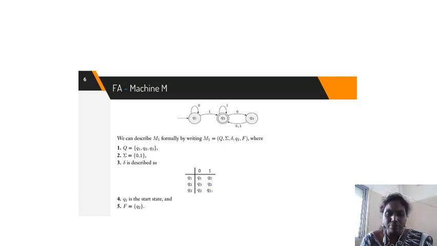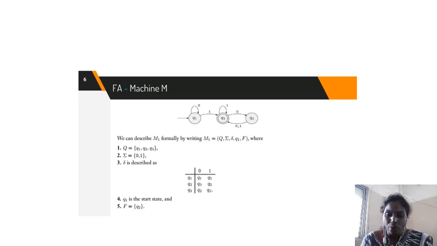For this question, we're going to describe it formally, we're going to write Q, sigma, del, Q1 and F. What is Q? It is the set of states. What are the states here? Q1, Q2, Q3. What is sigma? It is the set of input symbols. What are the input symbols here? 0, 1. And del is nothing but the transition from one state to the next state, where it moves. That comes under the transition.